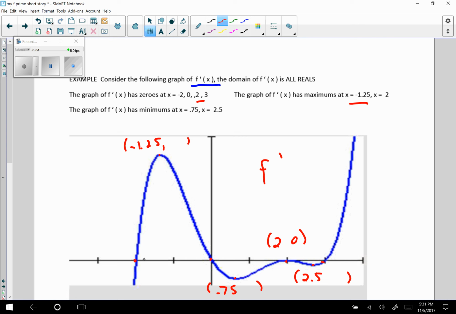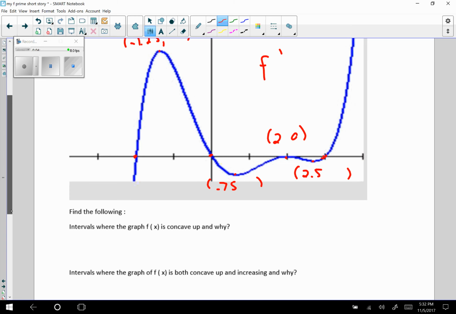We know that f prime is positive from -2 to 0 and from 3 to infinity. F prime is negative from -infinity to -2. And f prime is negative from 0 to 2 and from 2 to 3. At 2, f prime is equal to 0. So these are things that we're going to use to answer the questions that we have for this particular example.